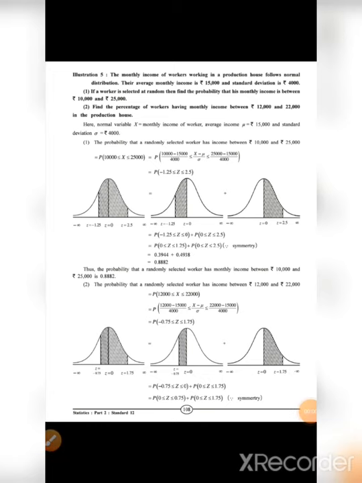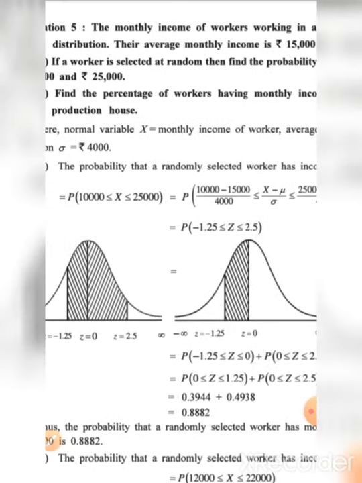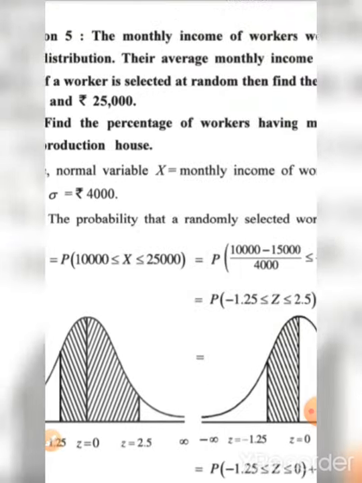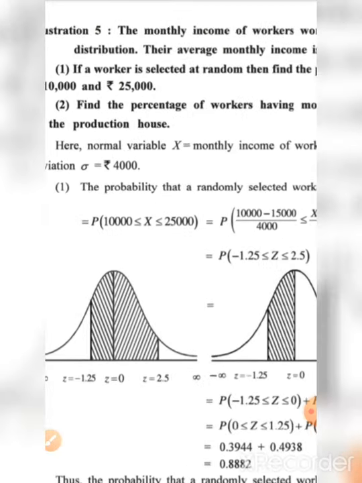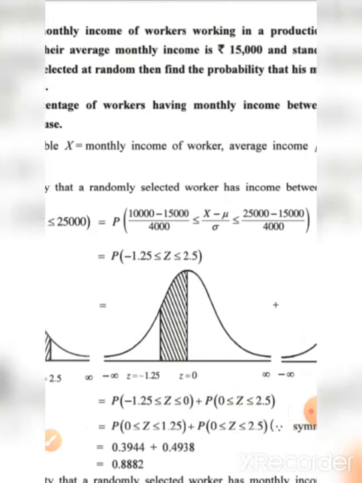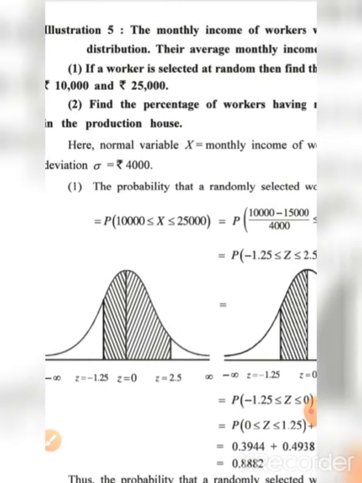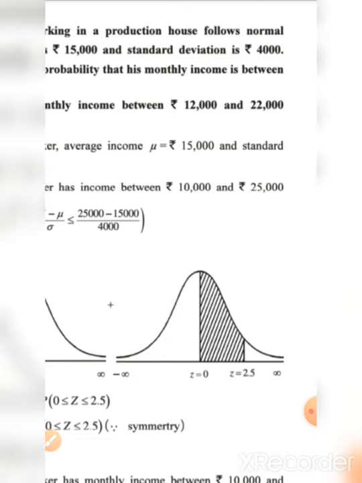Now children, we shall see the fifth example. This example is a little bit different from the last one. This is also one of the practical examples given in the book. The monthly income of the workers working in a production house follows the normal distribution. The average monthly income is 15,000 rupees and the standard deviation is 4,000 rupees.